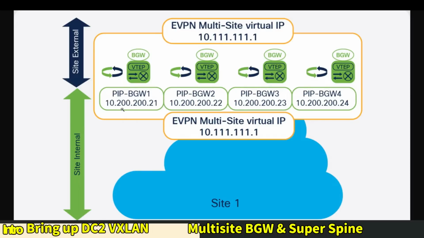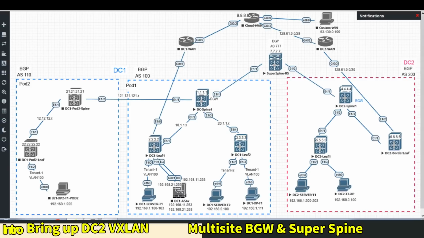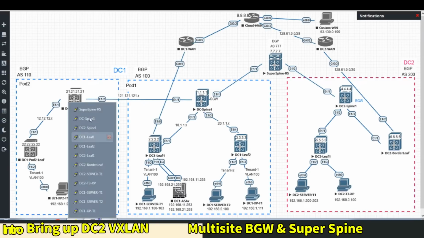You have 4 PIPs. Each PIP will become a BGP L2VPN EVPN route type 4 Ethernet segment route. Route type 4 is used for election of the designated forwarder among the BGWs. And how do they elect it? Because they all have the same site ID in the BGP update. I've done enough talking about this, so let's go to my super spine.